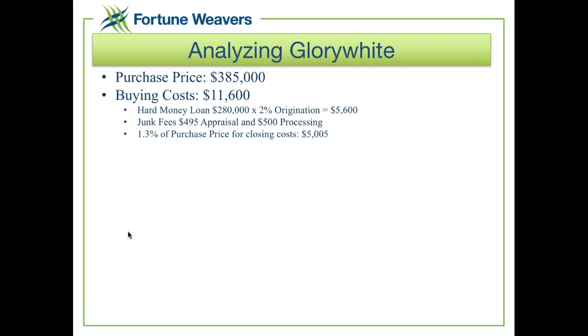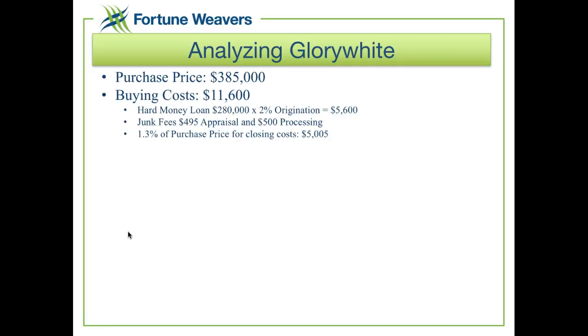So, if we look at our situation here, our buying costs were $11,600. That includes our hard money loan at $280,000. But the cost we're looking at is the 2% origination, which is our points. Remember, points fall under buying costs. So 2% of the 280 is $5,600.